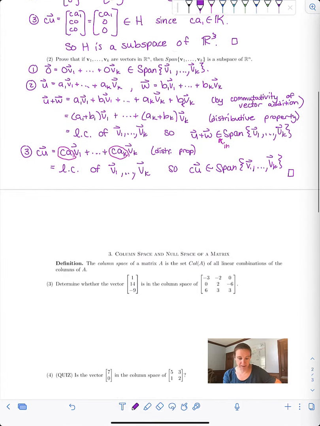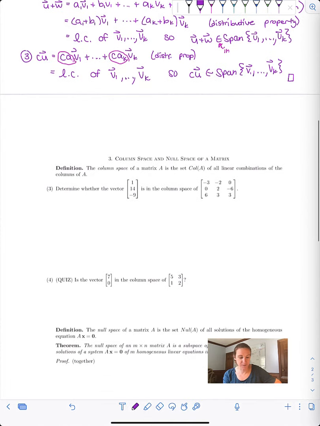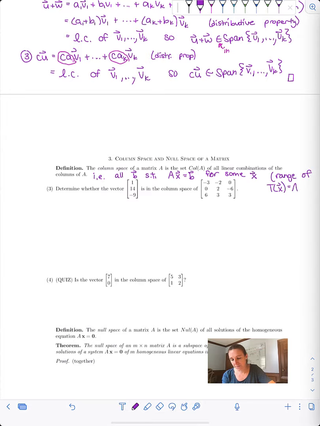Speaking of things that are the spans of things that end up being a subspace, we can talk about something called the column space, and then we'll talk about the null space. So the column space is the set of all linear combinations of the columns of A. In other words, it's the set of all b such that there exists some x such that Ax equals b. So if you think about this as a linear transformation, it's the range of the transformation T of x equals Ax.